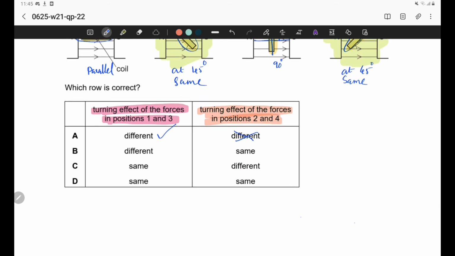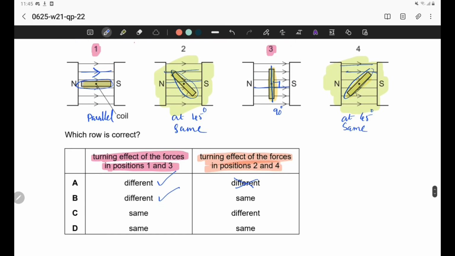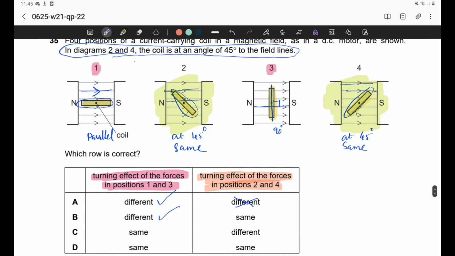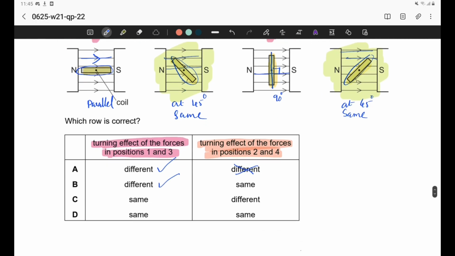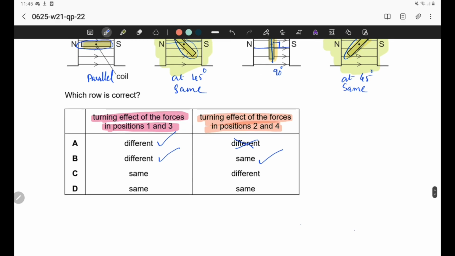In option C, it says the turning effect of the forces in position 1 and 3 is different. Yes, we have seen, because in 1 it's parallel, so the turning effect will be 0, but in 3 it is perpendicular, so it will have a maximum turning effect. And for 2 and 4, it is the same. So both columns are the same for option B. Therefore, the correct answer is option B.